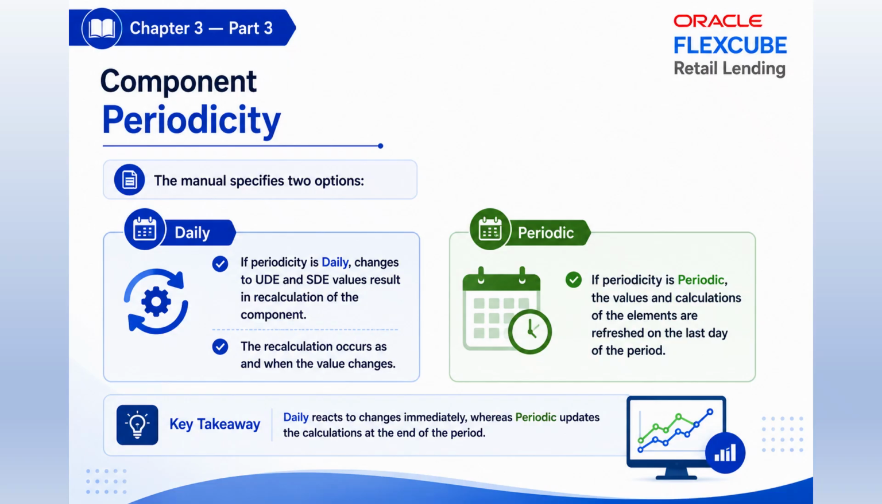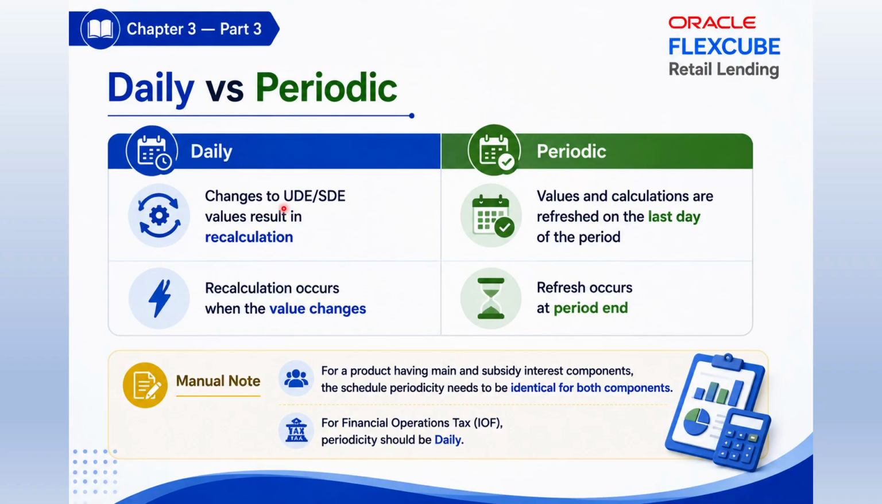Next, let's understand component periodicity. The manual specifies two options, daily and periodic. With daily periodicity, changes to UDE and SDE values result in recalculation of the component. The recalculation occurs as and when the value changes. With periodic periodicity, the values and calculations of the elements are refreshed on the last day of period. So what is the practical difference between daily and periodic? With daily, changes to UDE or SDE values can trigger recalculation when the value changes. With periodic, the values and calculations are refreshed at the end of the defined period.